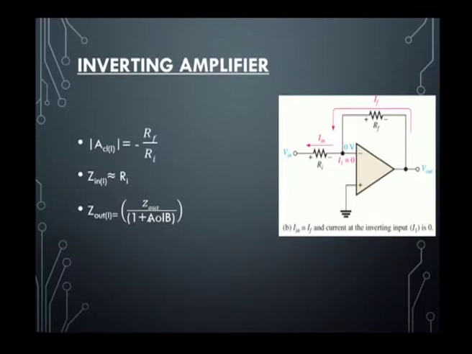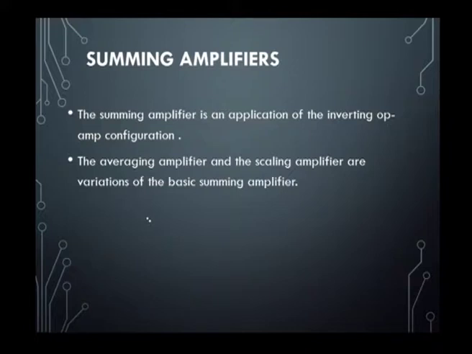Next we move to one of the important applications of the op-amp, the summing amplifier. The name itself indicates that we use the amplifier for summing the input values. Whatever inputs we give to the op-amp will be added, and the sum comes out at the output terminal. The configuration used in a summing amplifier is the inverting op-amp. The averaging amplifier and the scaling amplifier are also variations of the basic summing amplifier, because the basic summing amplifier is the base for both.